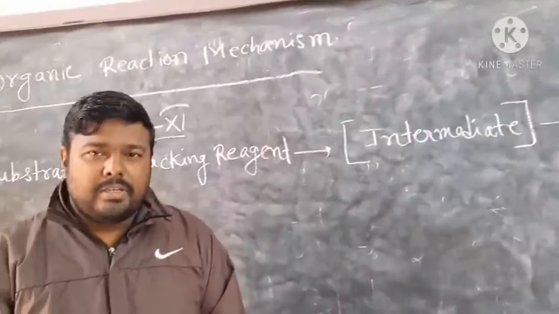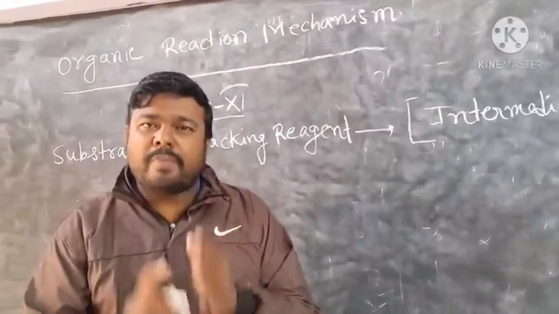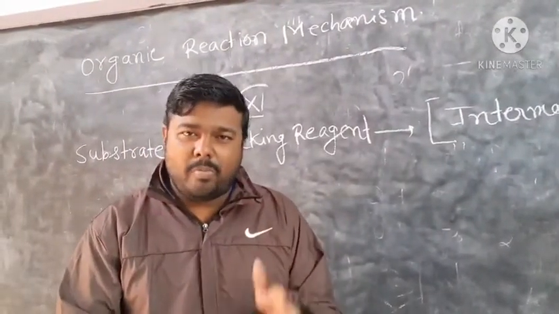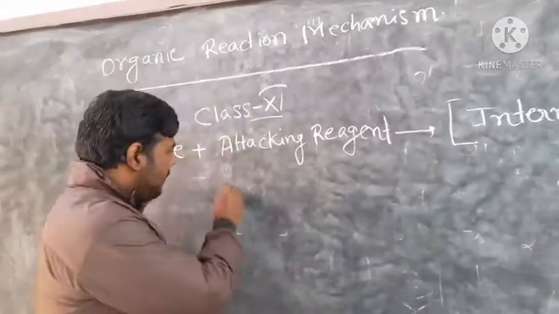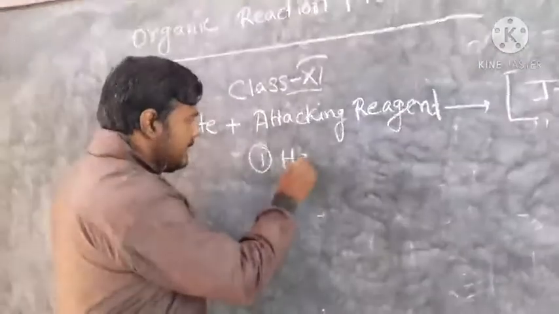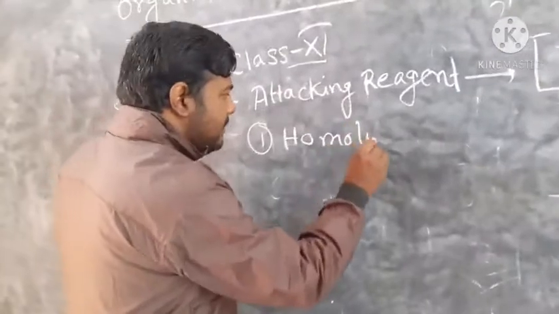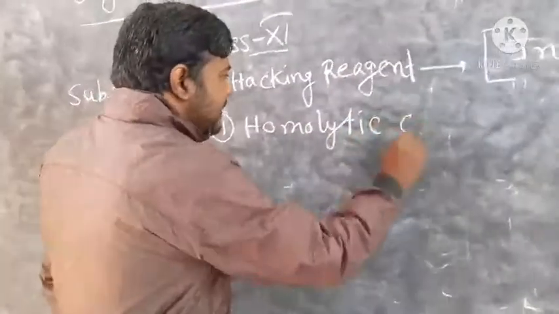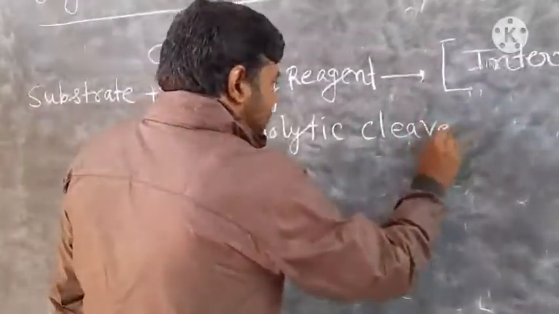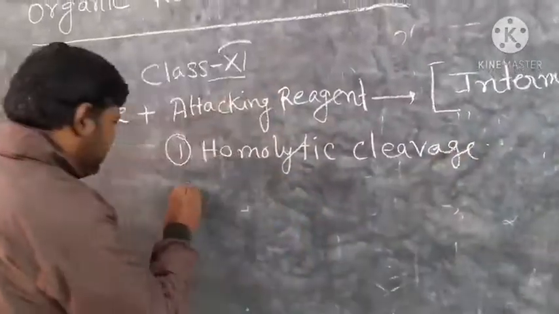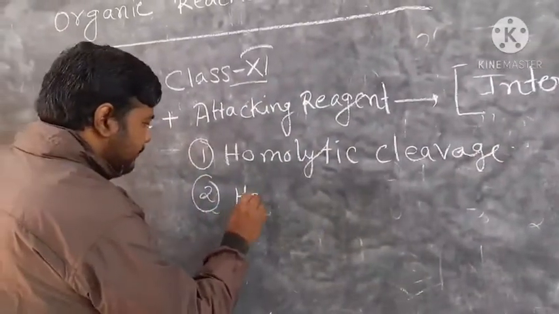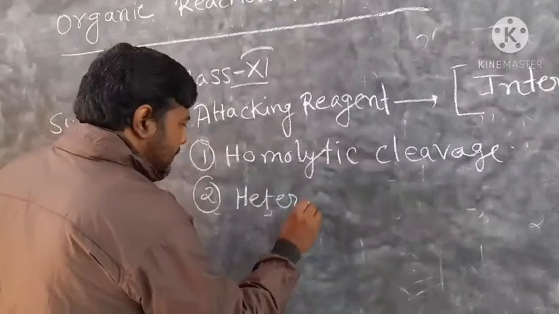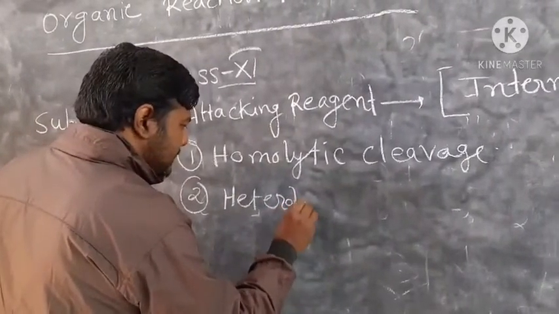Now, in organic reactions, there are two types of bond cleavage, or bond breaking. One is called the homolytic cleavage, and another is called the heterolytic cleavage.